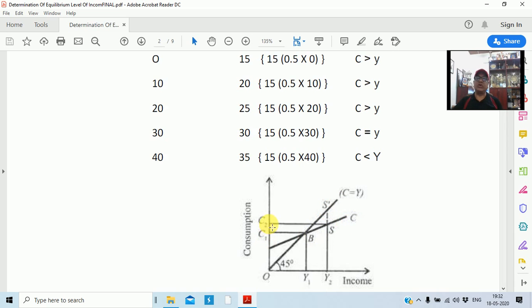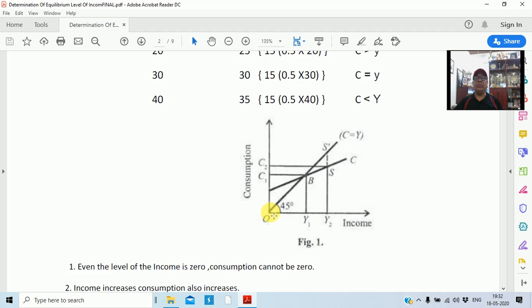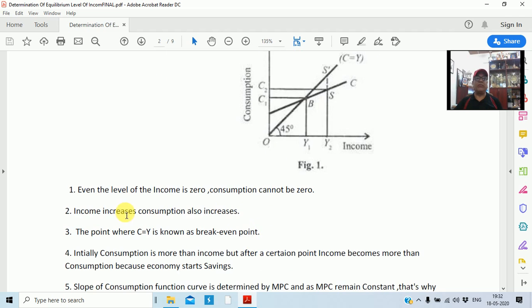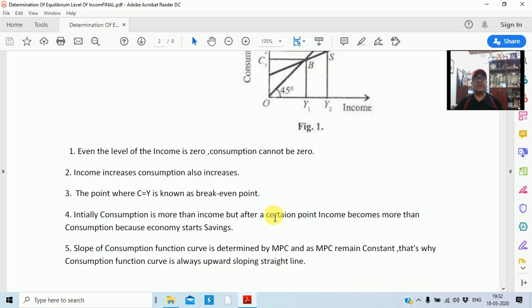This is consumption function. So what do you make out of this consumption function? Following points. Number one, even if the level of income is zero, consumption can't be zero. Number two, as income increases, consumption also increases. Number three, the point where C is equal to Y at point B, that is called break-even point. Number four, initially consumption is more than income. This is the initial point.